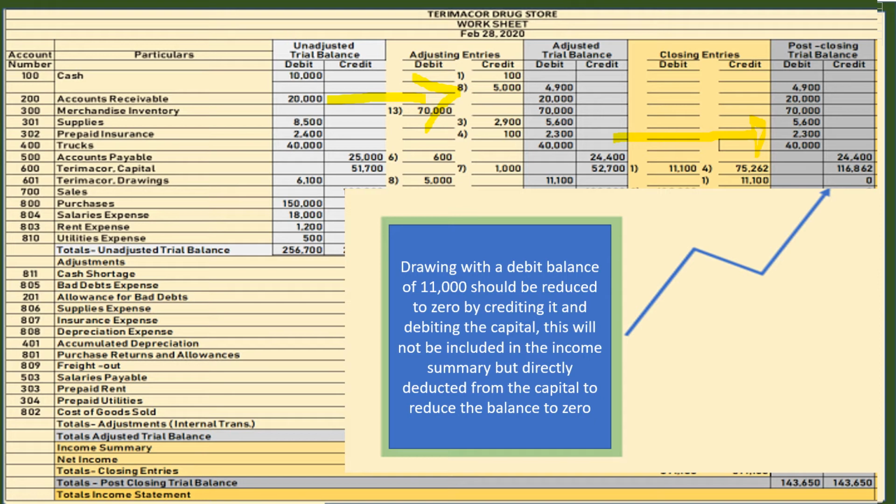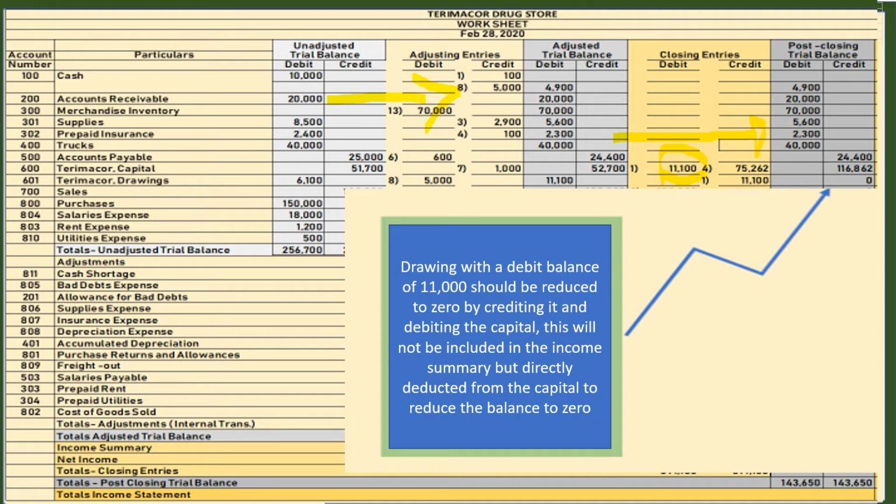So we'll take a look at the example of the drawing. The drawing has a debit balance. To close it, it's not going to be part of the income summary account. It will be directly debited to the capital account. So to make zero the drawing, we have to credit it. And so what are we going to debit? Will it be the income summary? No, it's not part of the revenue minus expenses formula. So it will go directly to the capital.